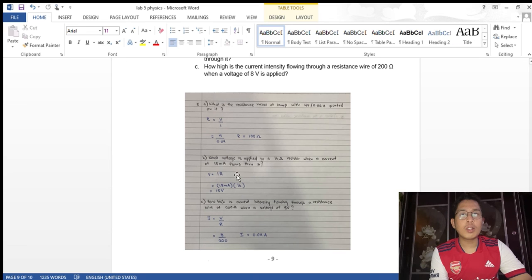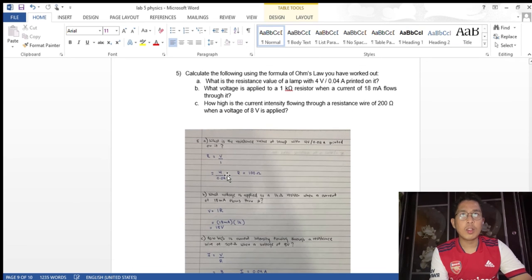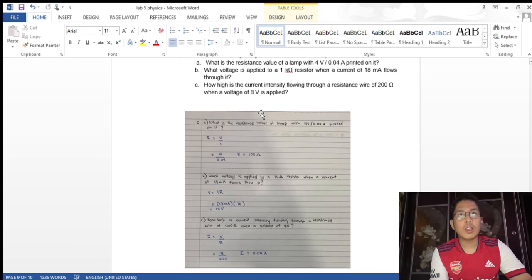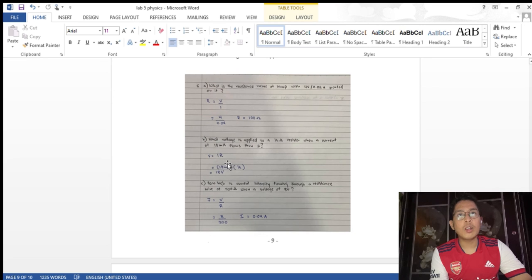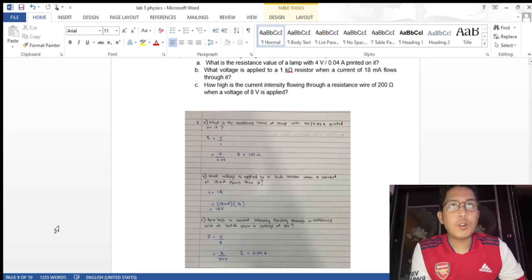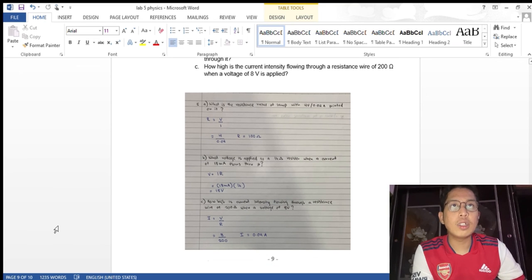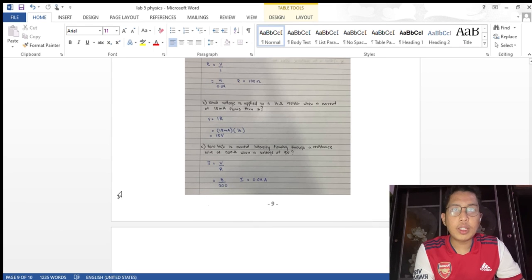For question B, what voltage is applied to a 1 kilo ohm resistor when a current of 18 milliampere flows through it, and we use the formula V equals IR, and we get the result, which is 18 volt. And for question C, how high is the current intensity flowing through a resistance wire of 200 ohm when a voltage of 8 volt is applied? So we use the formula I equals V over R, and we get the answer of 0.04 ampere.